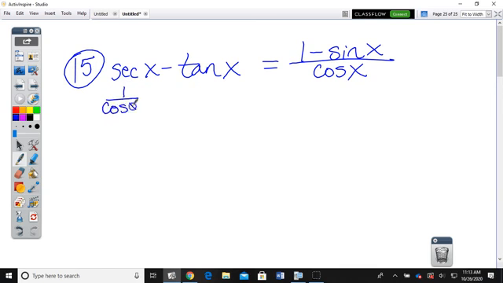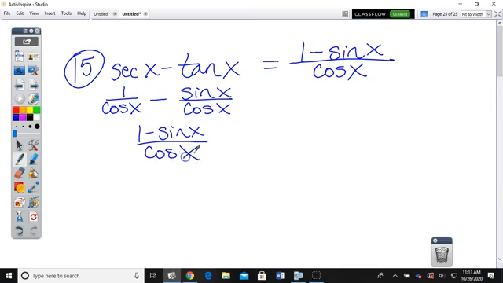1 over cosine x minus tangent x. Its reciprocal is 1 over cotangent, but I don't want to put that. This one's easy. I want it in sine and cosine, right? So that would be sine x over cosine x. And then you just subtract. They have common denominators, so you can write it as one fraction. And that is it.